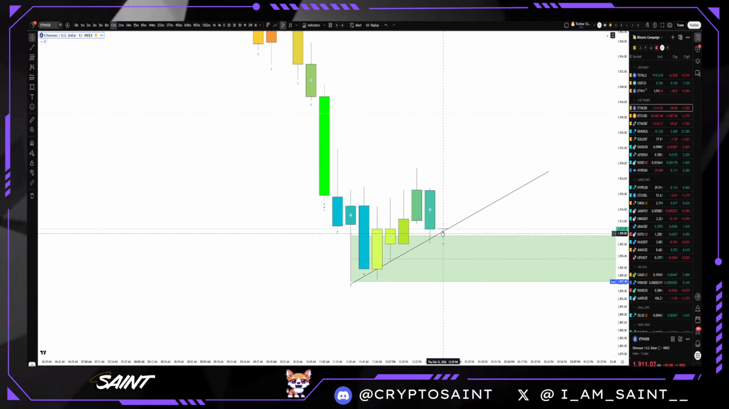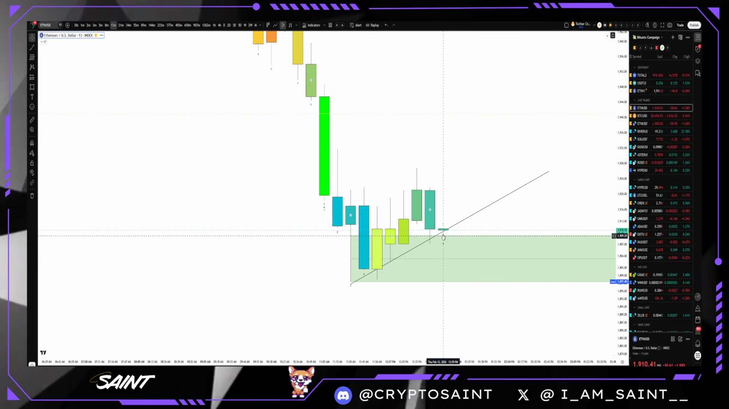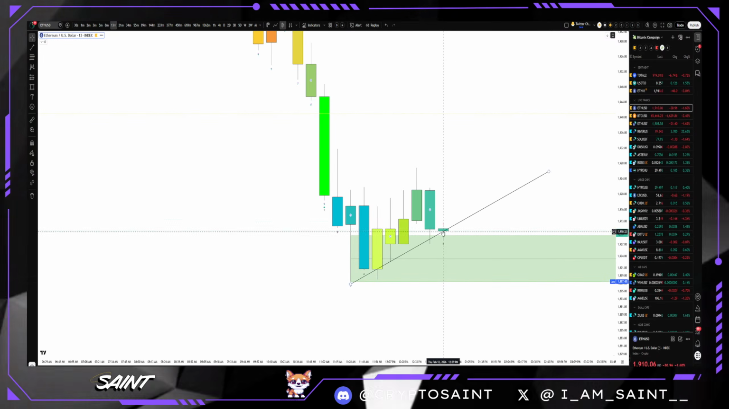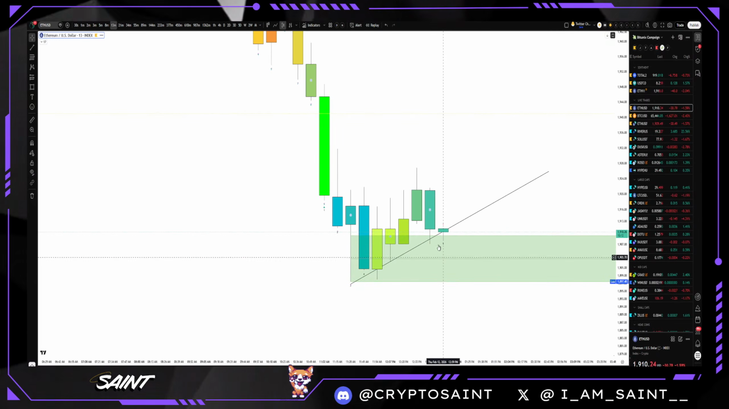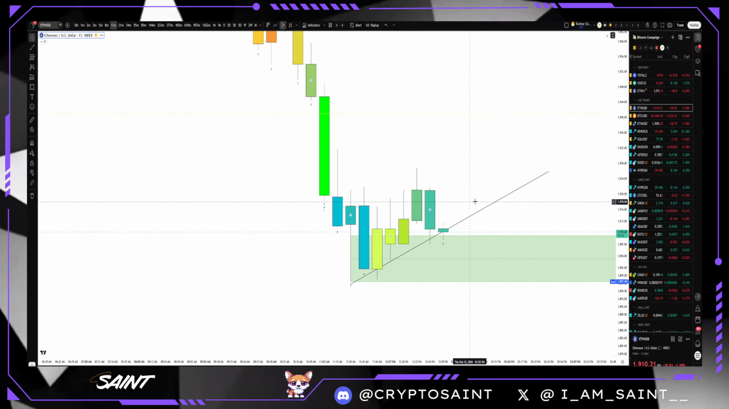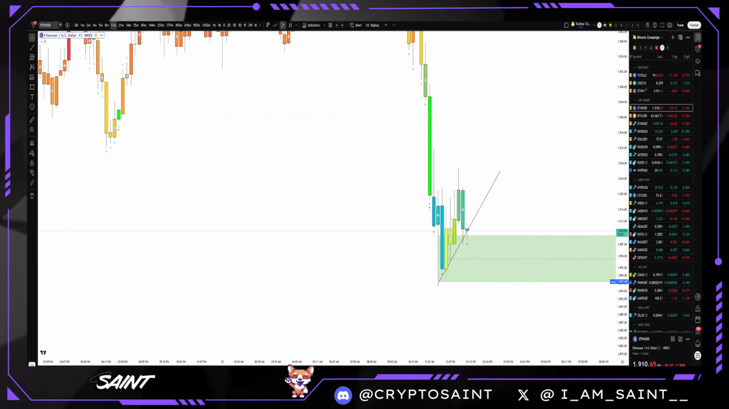Okay, so all these wicks right here just represent liquidity. People that are trying to long trend lines. And so you have liquidity push downs. Ultimately, you want to see that this 13-minute candle can close back above this trend line to maintain that V shape.